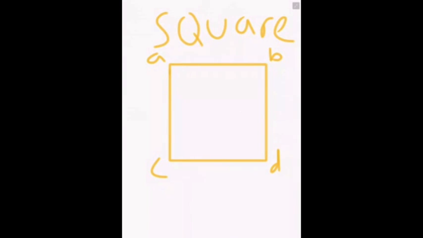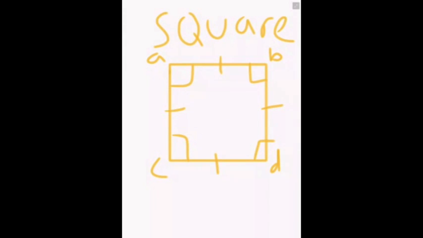A square is a quadrilateral with four right angles and four congruent sides. So if angles A, B, D, and C are all right, and AC is congruent to AB, which is congruent to BD, which is congruent to DC, then you know that the quadrilateral is a square. It has all the properties of a rectangle, rhombus, and parallelogram, which we just explained.